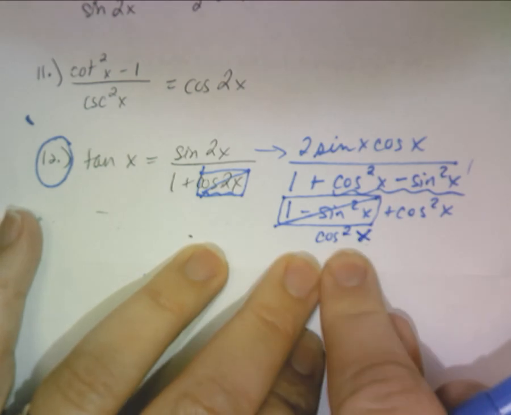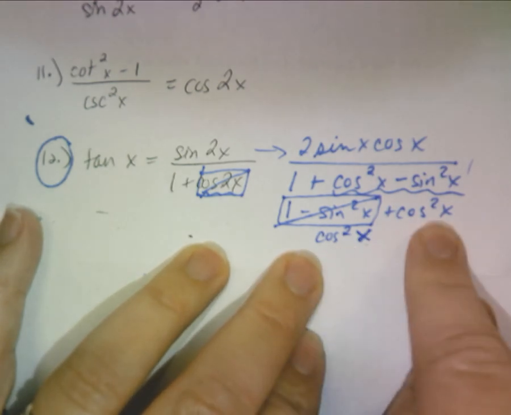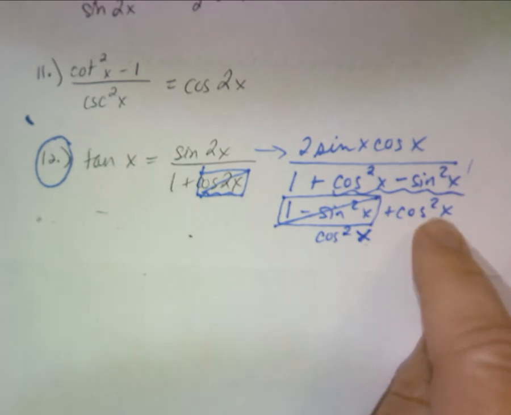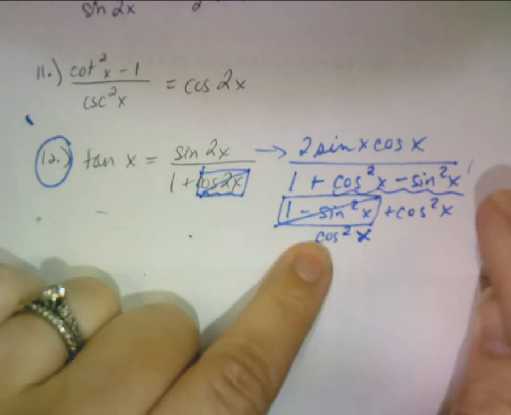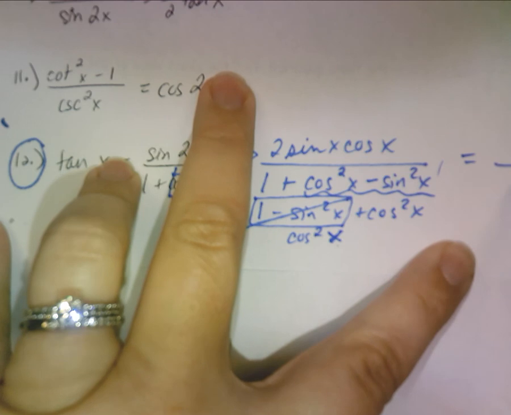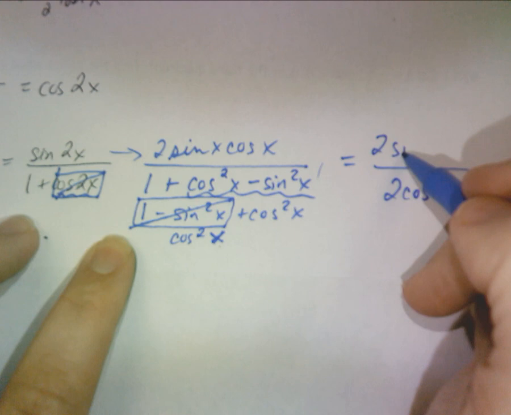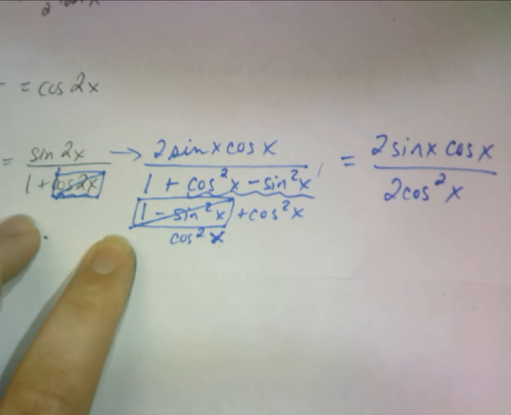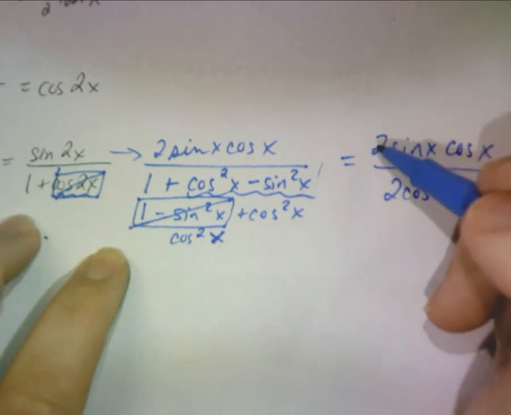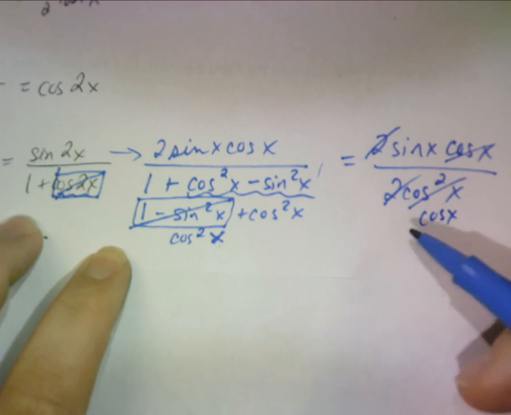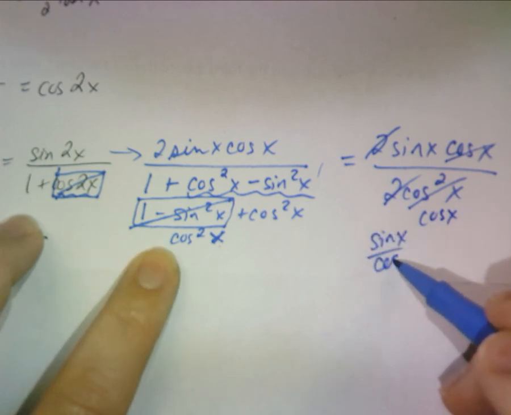So if you have a cosine squared and another cosine squared on the bottom, how many cosine squared do you have? You have to talk to yourself like this, because if you're not, you're going to multiply them and it's going to be wrong. 1 cosine squared, another cosine squared makes 2 cosine squared x. The top still has a 2, a sine x, and a cosine x. Can you simplify that anymore? Goodbye 2's. Goodbye cosine, and you're left with 1 on the bottom. You're left with a sine over a cosine, which is tan.